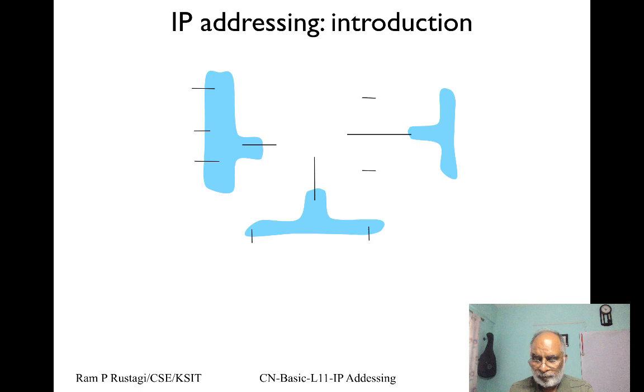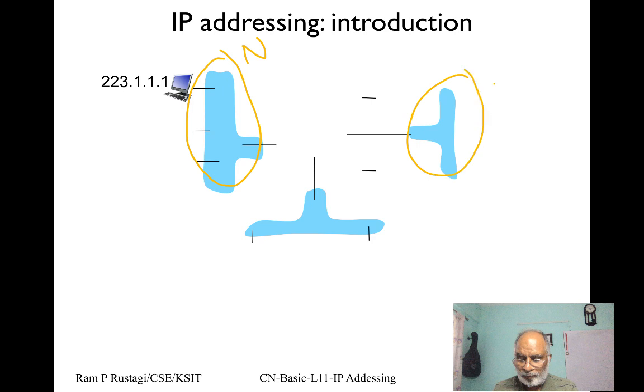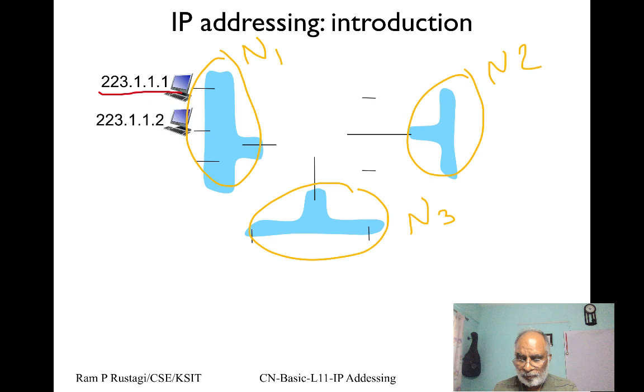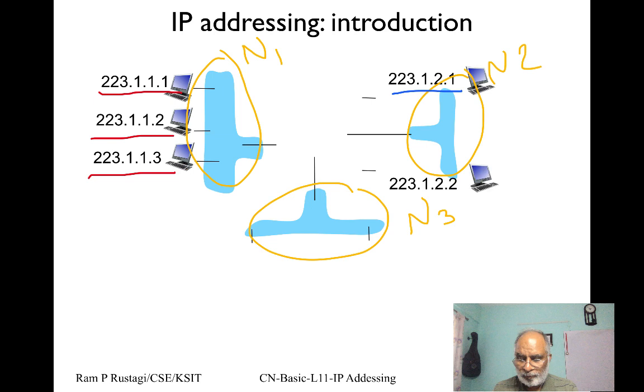Let's look at an example of different networks. So I have one network, this is network 1, another network, network 2. We'll get into details of how to define these. And this is my network 3. Network 1 has one machine 223.1.1.1. It has a second machine 223.1.1.2, a third machine 223.1.1.3. In the same way, network 2 has a machine 223.1.2.1. It has another machine 223.1.2.2. Same way, let's look at network 3.